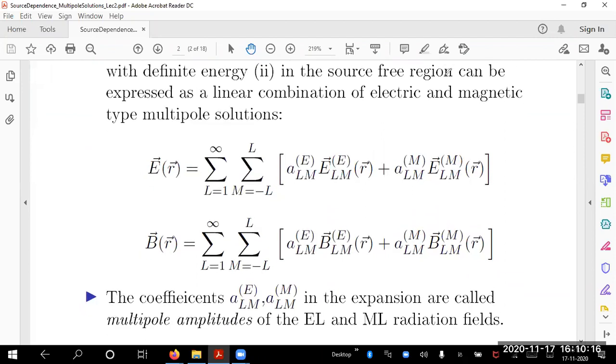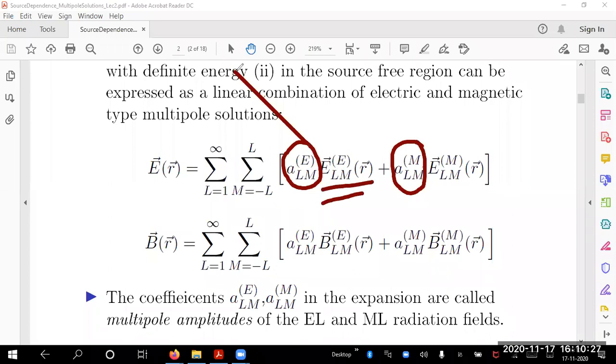We have magnetic field also. Now the question is, this A_ELM and B_ELM, these coefficients, they characterize the source. This is the solution, so fine, but the source properties are in it. But you don't know that yet. What are these coefficients, you don't know. So what we try to do is we call them amplitudes for the electric type multipole and magnetic type multipole. These are what are called multipole moments.